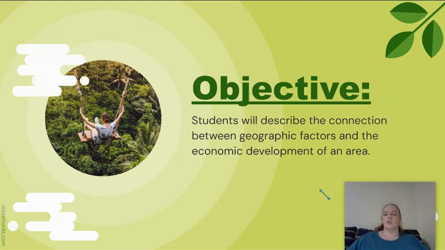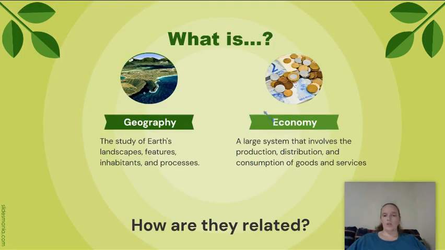In this lesson, students will describe the connection between geographic factors, so the land, and the economic development of an area, so how we get money. So what is geography? Geography is the study of Earth's landscape, features, inhabitants, that's people, and processes. So think tornadoes, hurricanes, earthquakes, those natural disasters. Economy is a large system that involves the production, distribution, and consumption of goods and supplies. So this is all the stuff that we buy and sell. The question today is, how are these two things related?